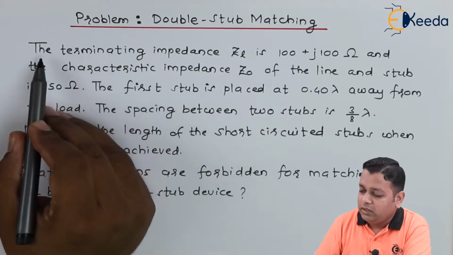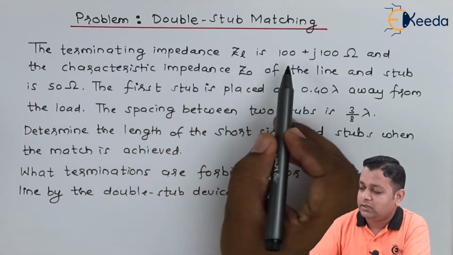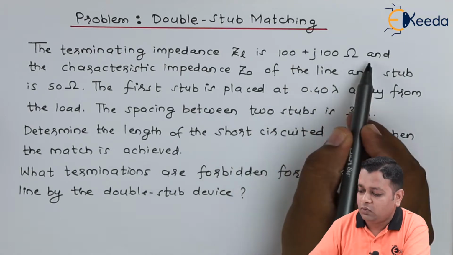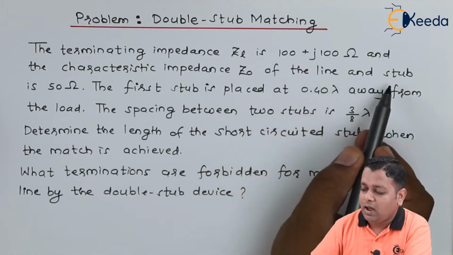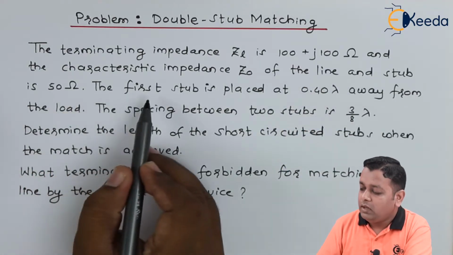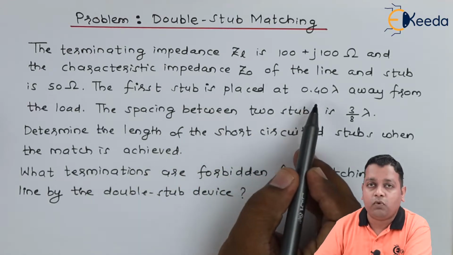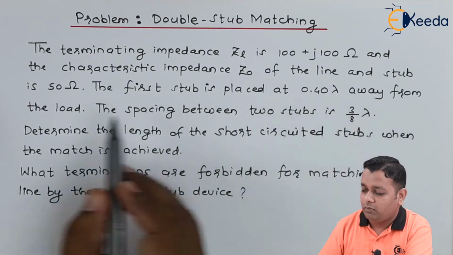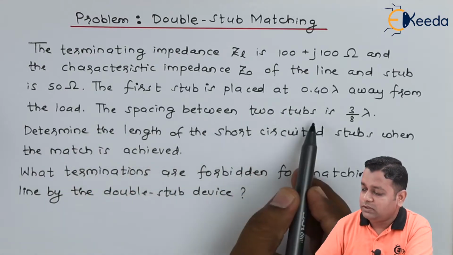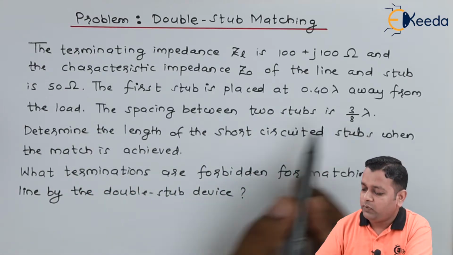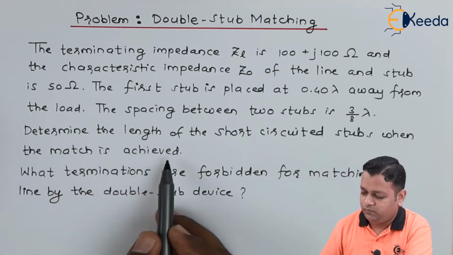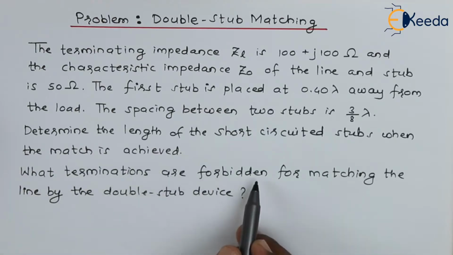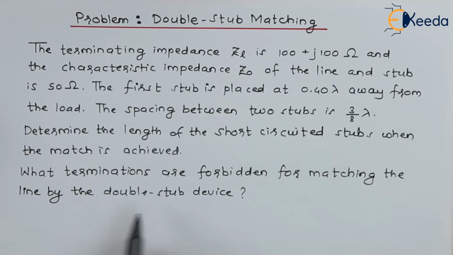It starts with the terminating impedance ZL, which is 100 plus j times 100 ohm, and the characteristic impedance Z0 of the line and the stub is 50 ohms. The first stub is placed at 0.40 times lambda away from the load. The spacing between the two stubs is 3/8 of lambda. Determine the length of the short circuited stubs when the match is achieved. What terminations are formed for matching the line by the double stub device? So this is our problem statement.